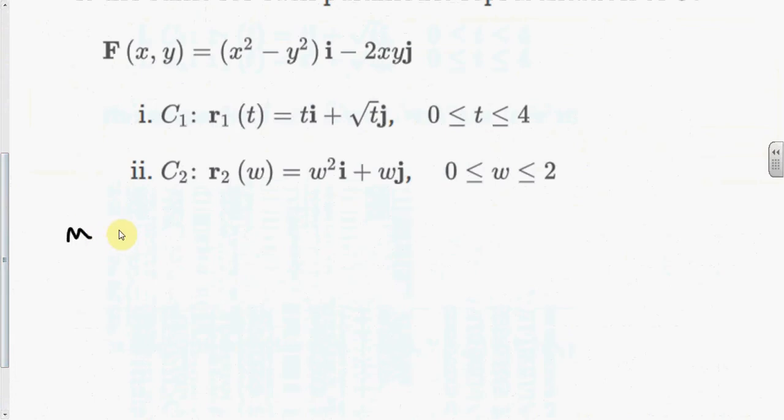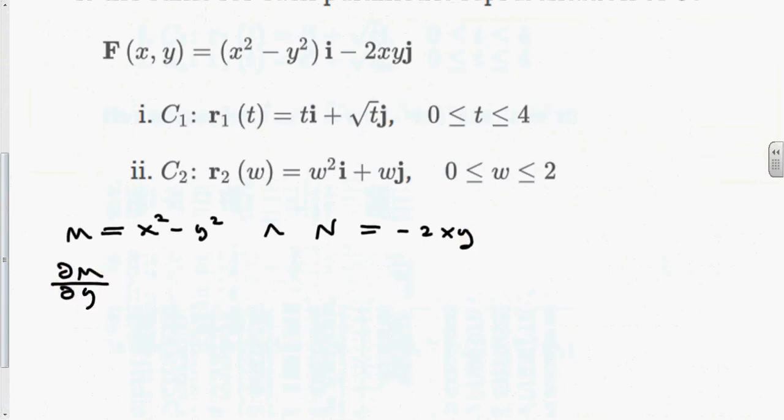So from that, M is equal to x squared minus y squared, and N is equal to negative 2xy. So we have the partial of M with respect to y equal to negative 2y, and the partial of N with respect to x is equal to negative 2y. So yes, it's conservative.